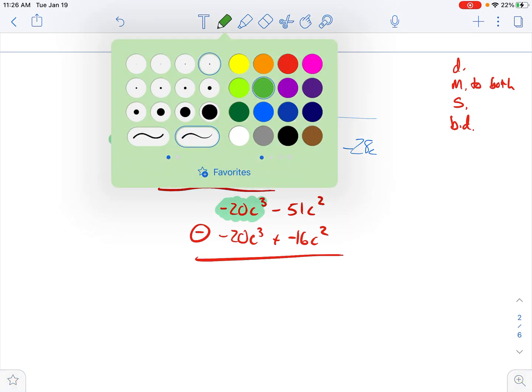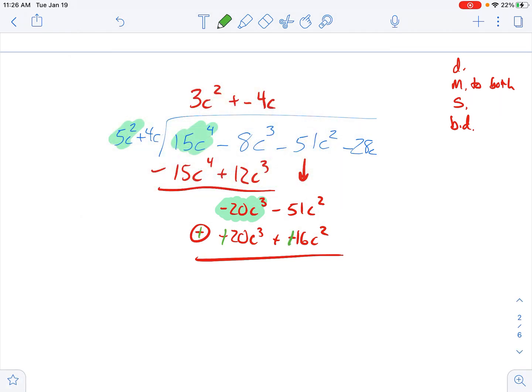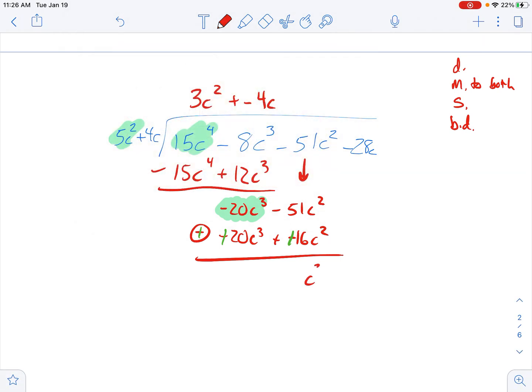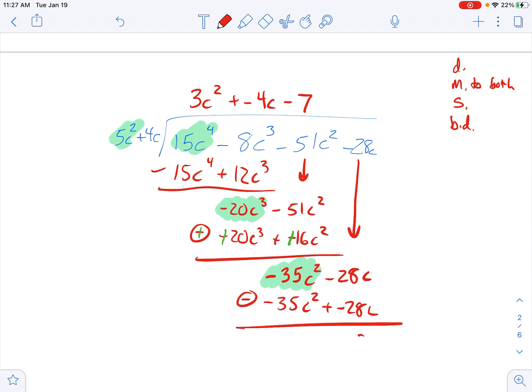Let me make sure I do this subtraction properly. Okay, so negative 51 plus 16. That, of course, is c squared. So it's going to be a negative 35. Right, now I did the subtraction, now I'll bring down. Again, focusing only in on my first term, so I'll need a negative 7, because negative 7 times 5c squared will give me negative 35c squared. And then I'll get a negative 28c. Oh, good. When I subtract that, I have a remainder of 0.